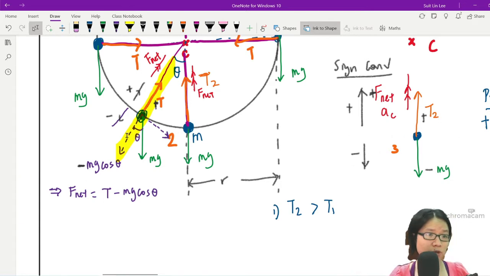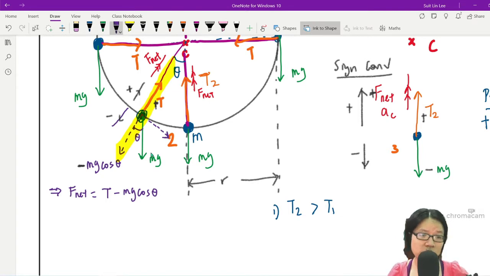So I'm going to do it again here. The only difference is towards the center of the circle is positive, so T is positive. Away from the center of the circle is negative, so mg cos theta is negative. You may be thinking, what about the mg sine theta? That's why the tension is not as straightforward as this one, but I simplify it. There's actually another tension component to balance this. To make life easier, I'm just going to stick with this for now.